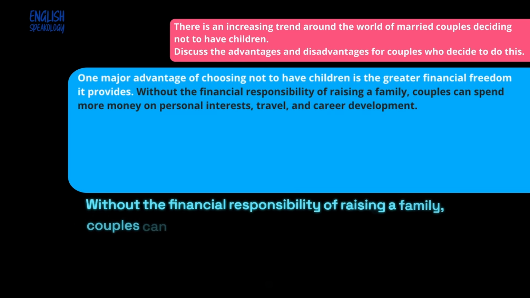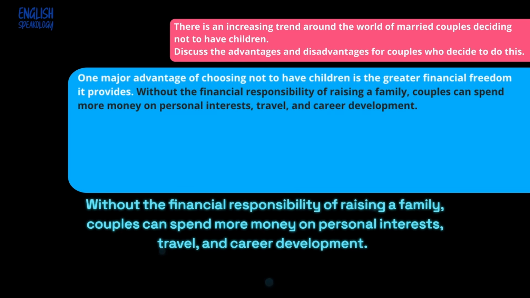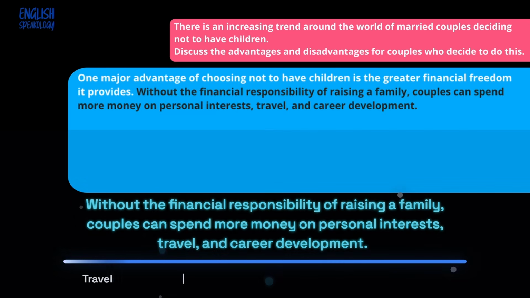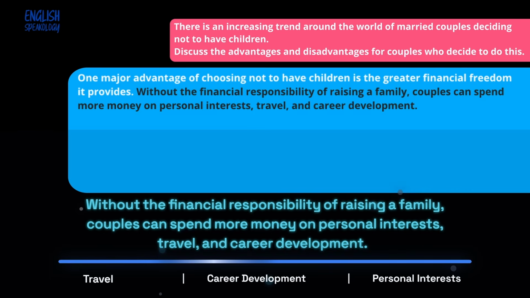Without the financial responsibility of raising a family, couples can spend more money on personal interests, travel, and career development. This sentence explains the advantage in more detail. Notice how we used specific examples: travel, career development, personal interests. Examples make ideas more convincing. Now we add another supporting sentence.